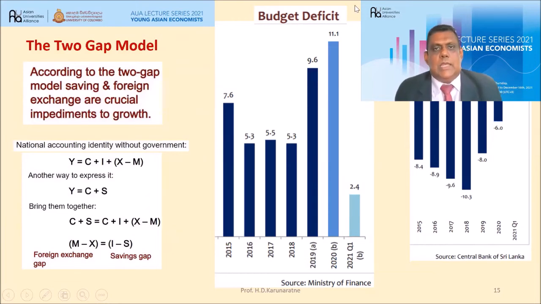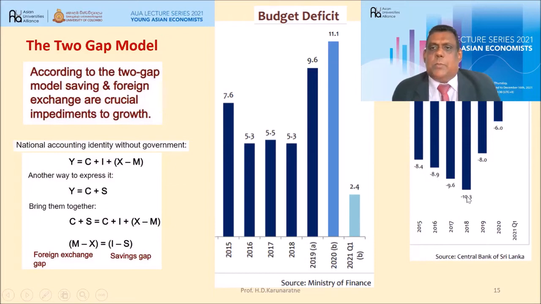So here you can see the budget deficit in Sri Lanka, the government sector income and government sector expenditure, that has been increasing. Budget deficit as a percentage of GDP has increased from 5.3% to, you can see, 11.1%. On the other hand, the external trade gap has been increasing in Sri Lanka due to various reasons.